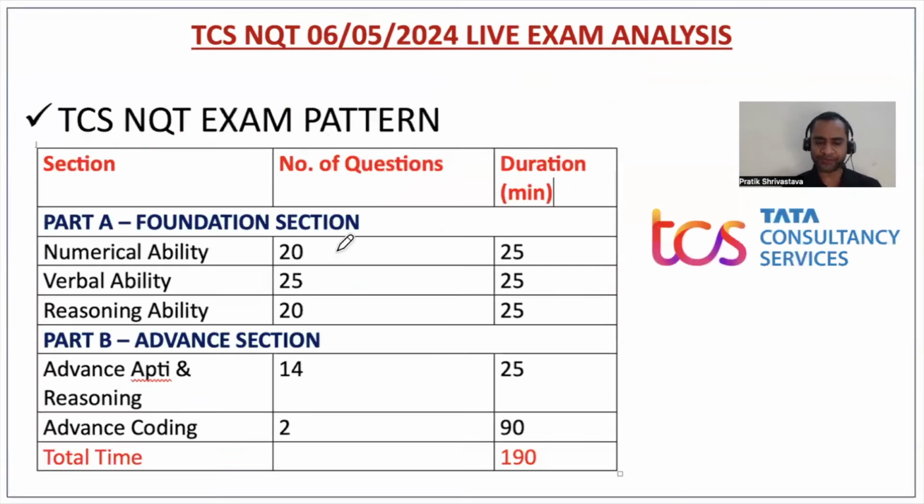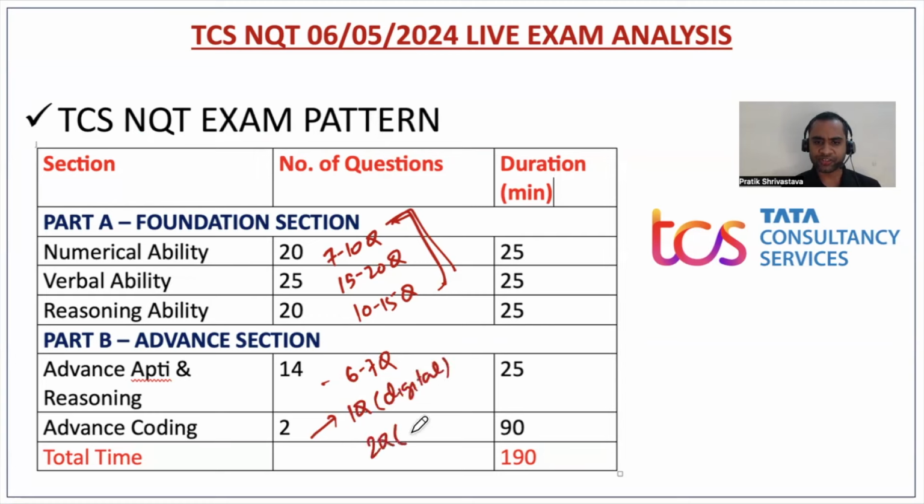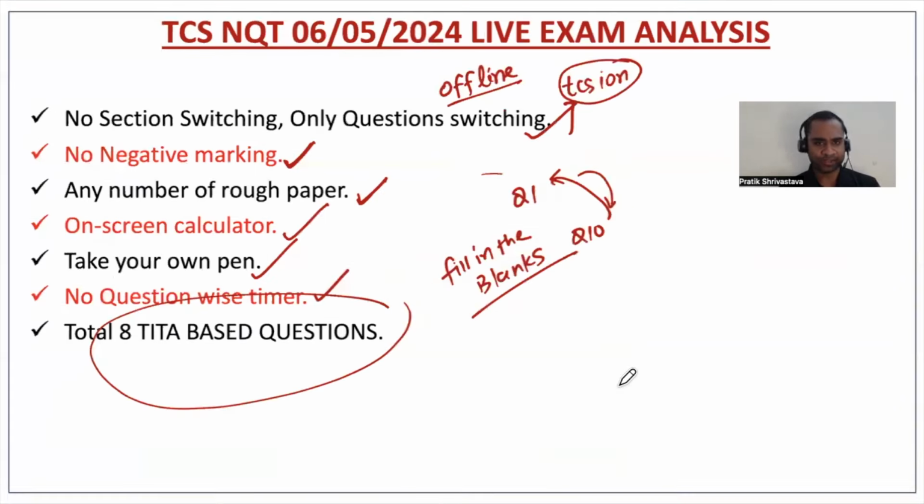If we talk about the cutoff, so numerical ability 7 to 10 questions, verbal ability 15 to 20 questions, because verbal ability was quite easy. Reasoning ability 10 to 15 questions. All these are safe zone. There is no exact cutoff defined by TCS. We can only expect a certain cutoff based on the student data. Advanced aptitude and reasoning 6 to 7 questions. Advanced coding 1 question for digital interview, and if you solve both the questions you will be called for the prime interview, right? So this is the complete thing about your test pattern, cutoff, and what exactly was there on the exam.